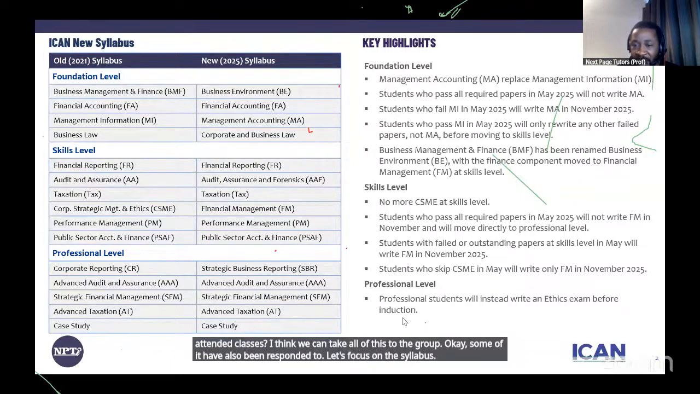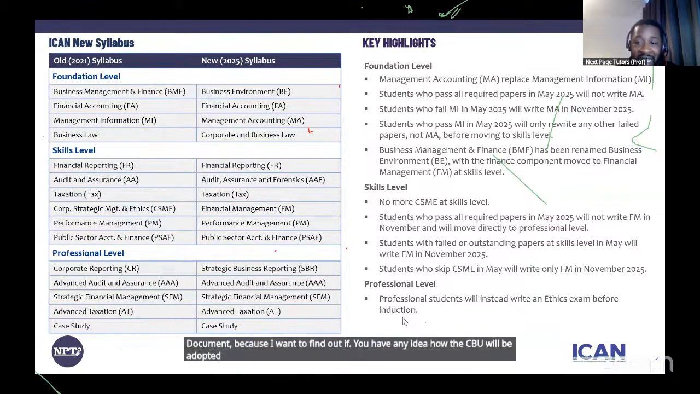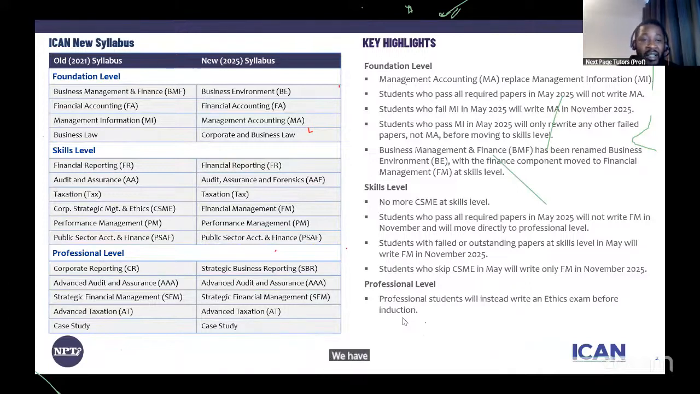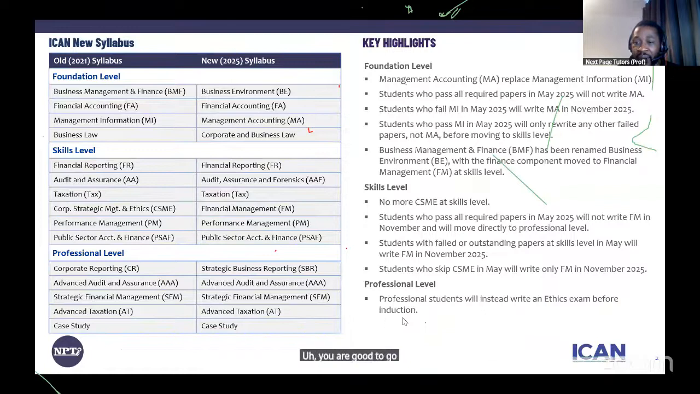Please, I want to find out if you have any idea how the CBE will be adopted. They've not released any guide, but I have mentioned that we have a similar model that runs for the ACCA DipIFR guys. We just replicate the same model and you are good to go. Is it possible to do a top up on the payment? Yeah. Of course, you can do a top up for your payment if you've done one to make it 5 papers.